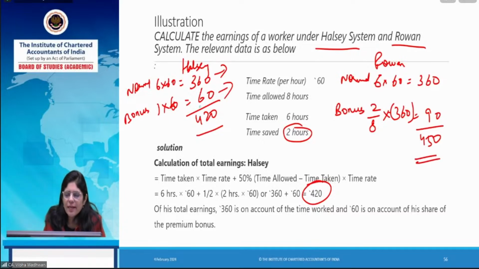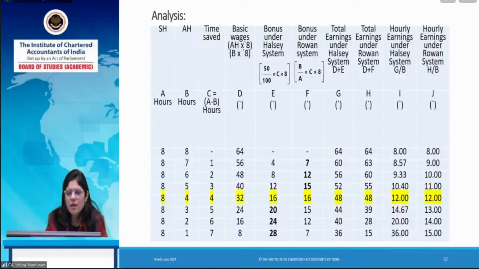450 you are getting as per Rowan scheme and Halsey 420. Can I check the answers? Yes, 420 and 450, 450 as per Rowan. So this is how we have calculated a basic example to understand how we calculate the normal part and the bonus part. You should be clear what the bonus part is. All right. I hope this question is clear to you. Let's move on. All right, students.